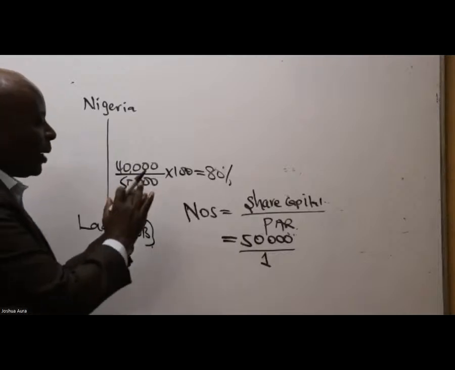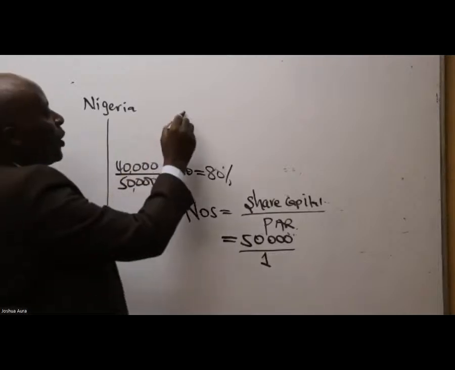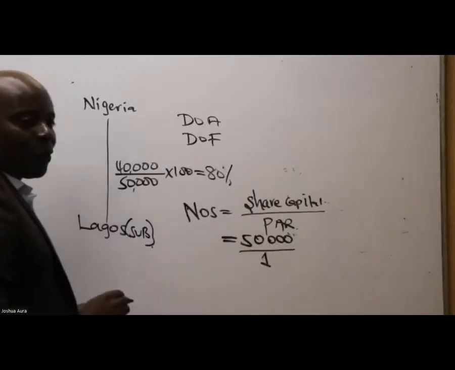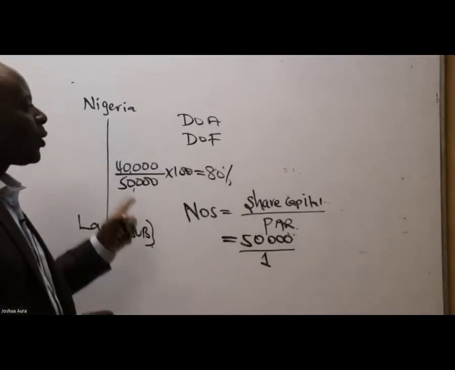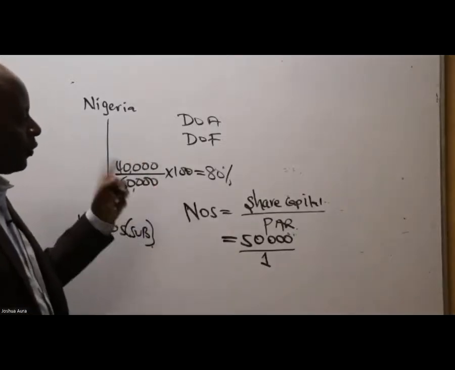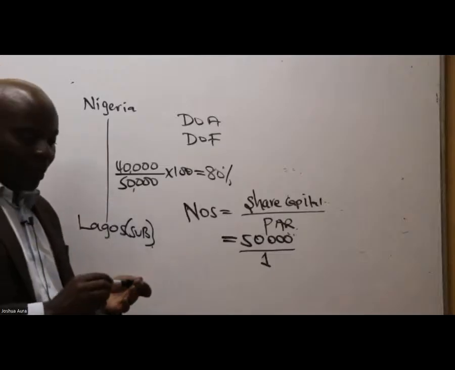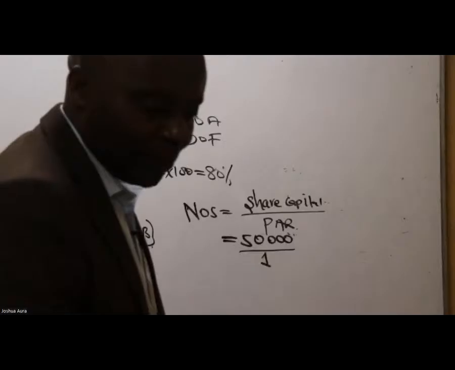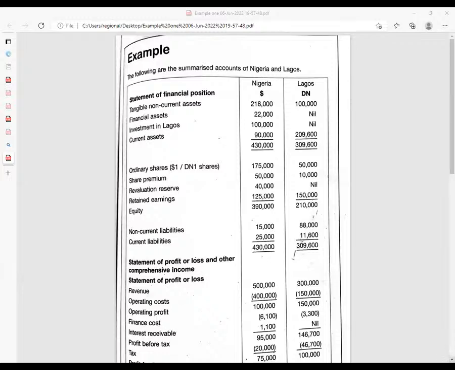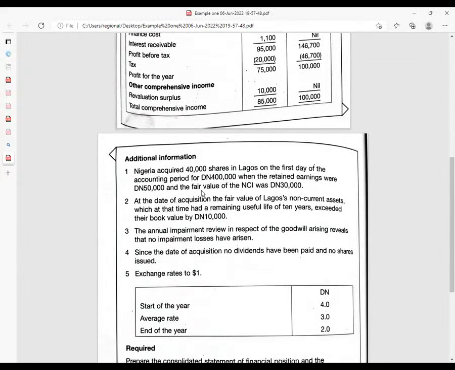So I would want to count the number of months. For me to count the number of months, I would be interested in knowing the date of acquisition and the date of the financial statements. The date of acquisition is given here. We are told Nigeria acquired 40,000 shares in BBGH on the first day of the accounting period. Oh, beginning of the year, right?